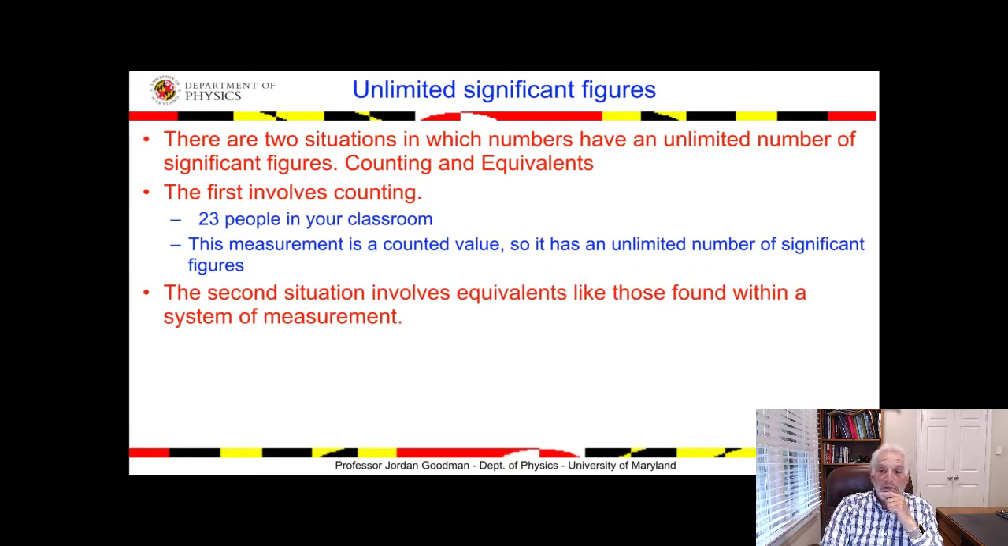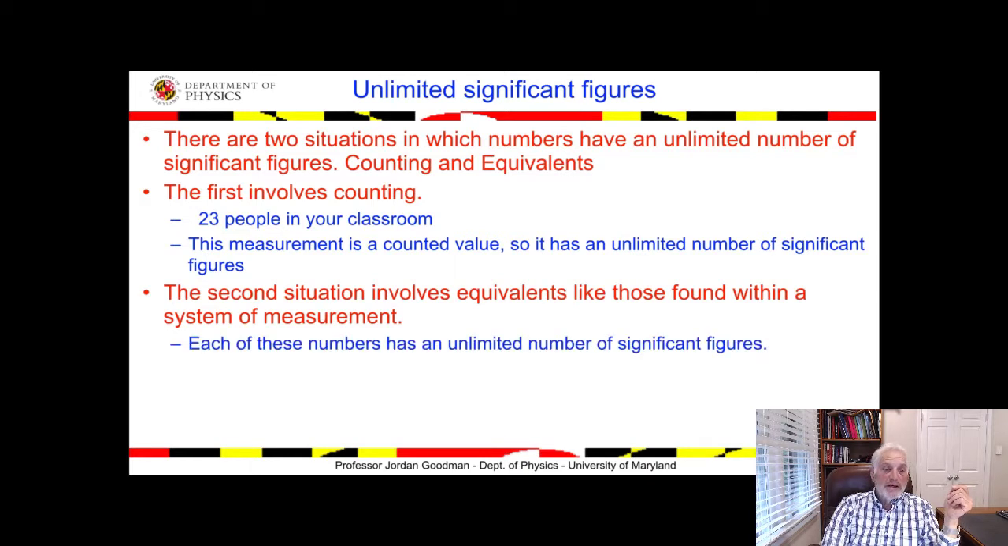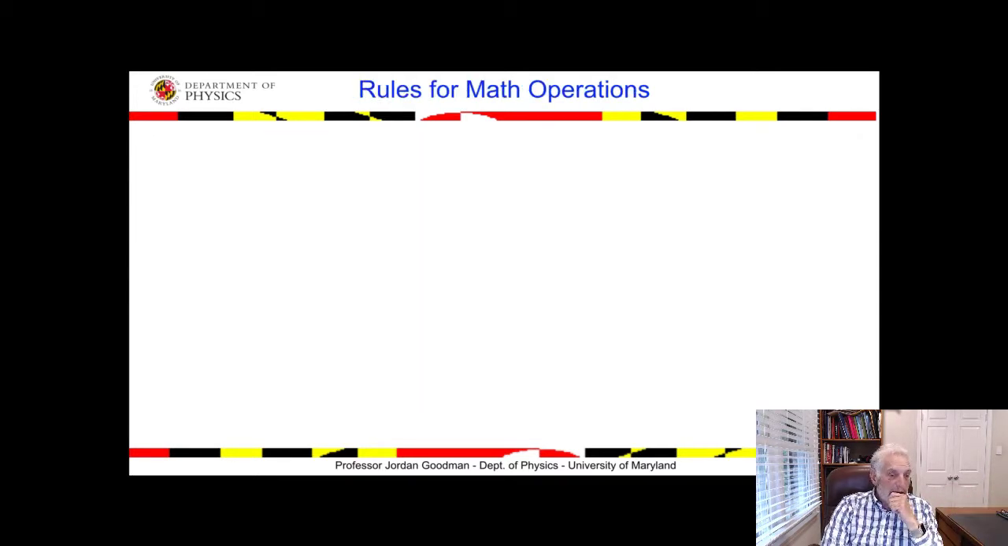The second situation involves a conversion of a measurement unit. For example, if I tell you that there are 60 minutes in an hour, it's by definition of what an hour is. So again, that does not limit the number of significant figures. It's an unlimited number of significant figures. 100 centimeters in a meter, same thing.